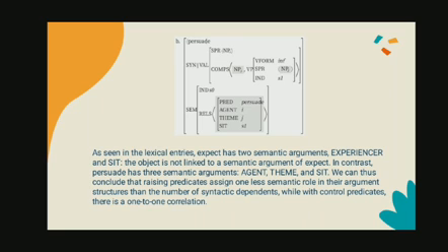As seen in the lexical entries, expect has two semantic arguments, experiencer and theme. The object is not linked to a semantic argument of expect. In contrast, persuade has three semantic arguments, agent, theme, and goal. We can thus conclude that raising predicates assign one less semantic role in their argument structures than the number of syntactic dependents, while with control predicates, there is a one-to-one correlation.